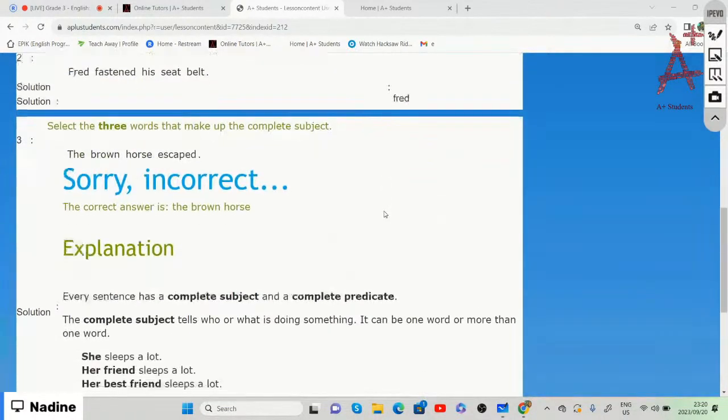All right. We need to select three words that make up the complete subject. The brown horse escaped. Three words. Remember, we say that a subject either has one word or it has more than one word.